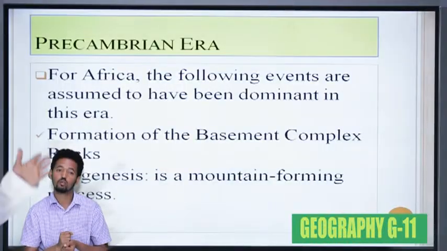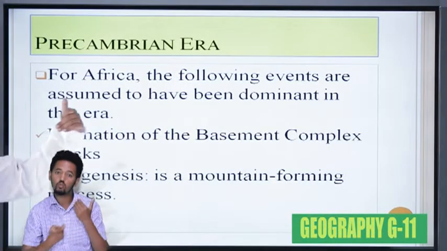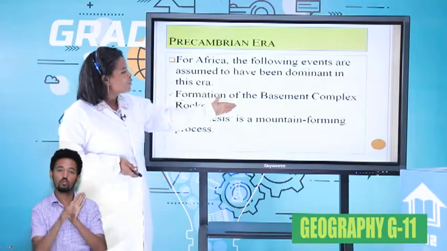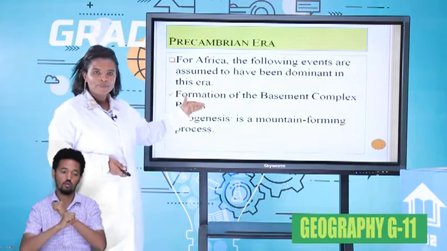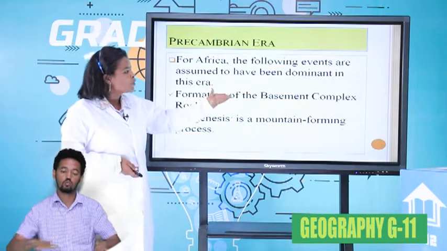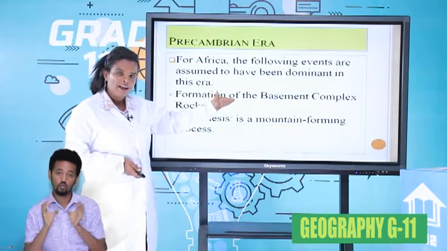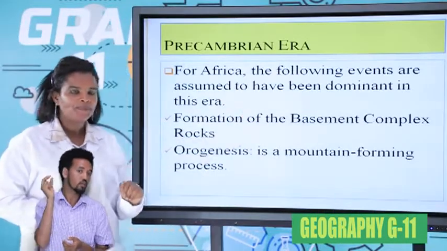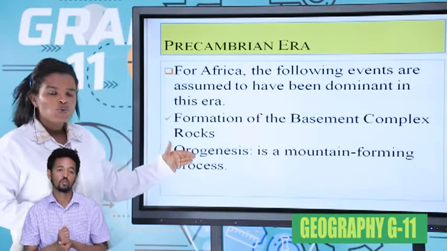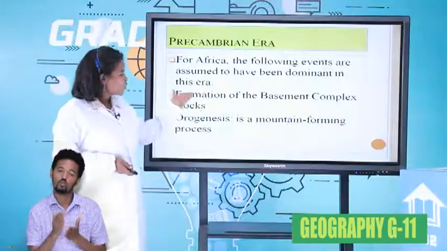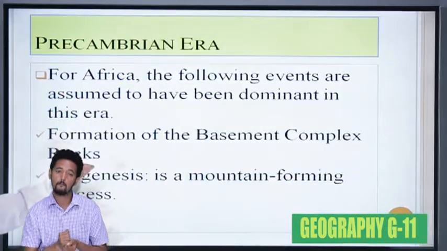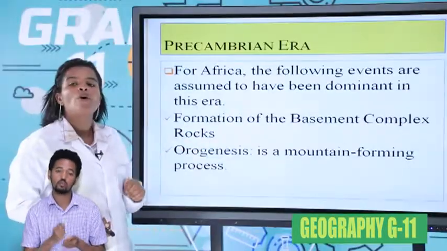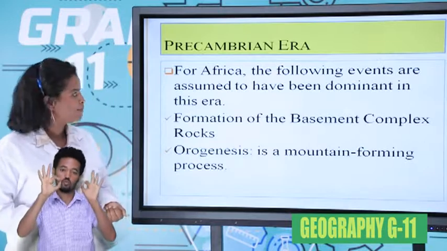Let us see what events happened in Africa during this era. For example, formation of the basement complex rock. This basement complex rock is rich in minerals such as gold and copper. Orogenesis also took place in Africa. Orogenesis process means mountain forming process.